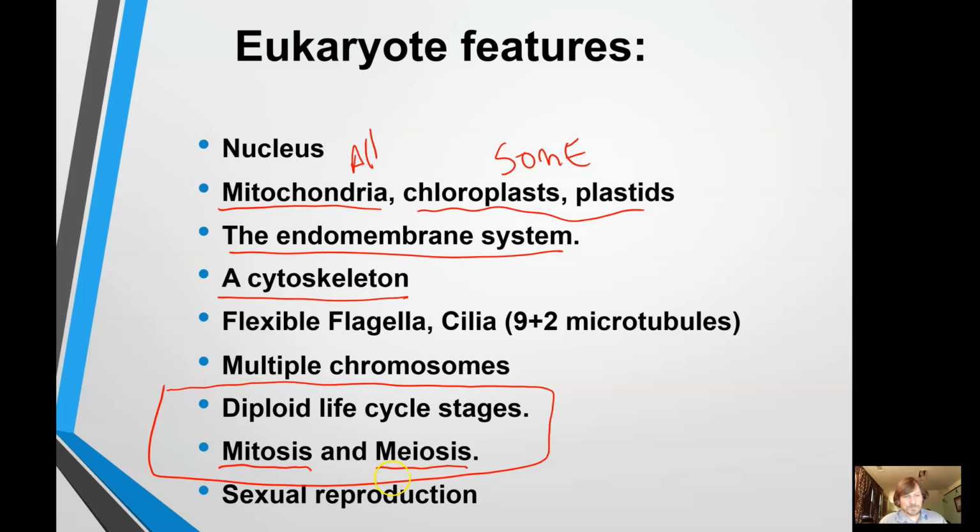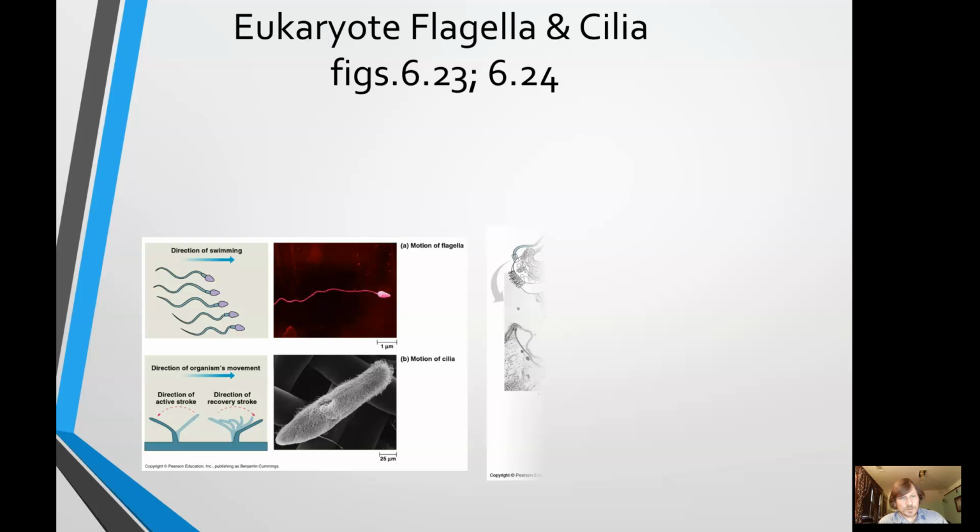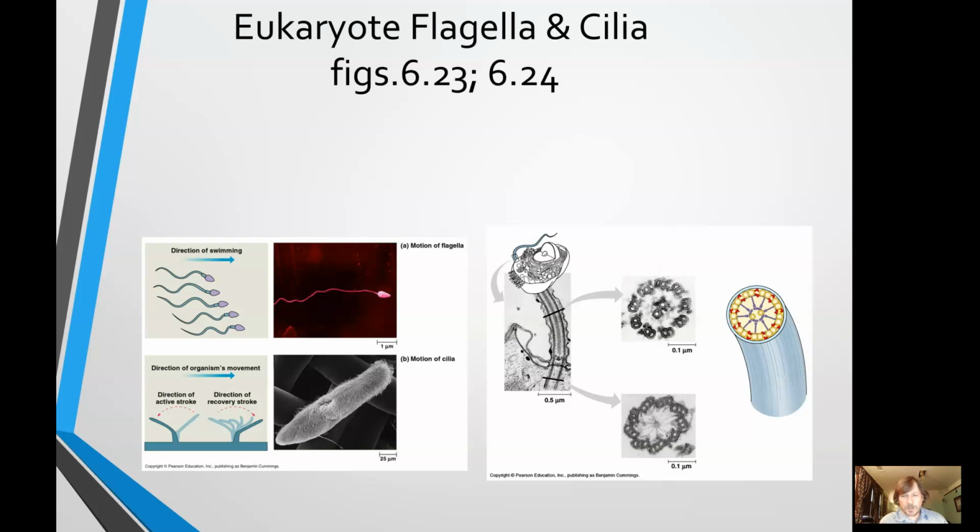Okay, so let's look at some of the features that make eukaryotes different. And so as I mentioned earlier, the prokaryote had a solid flagella, where the eukaryote has a very flexible flagella. So it moves like a snake. It would swim in the water like a snake. So it's powered along the whole length of the flagella as it's moving along.